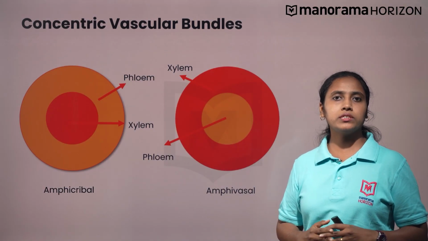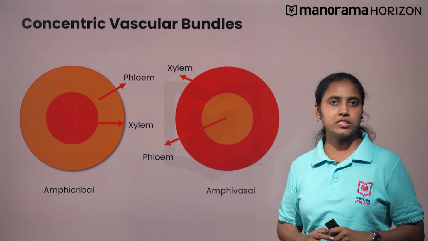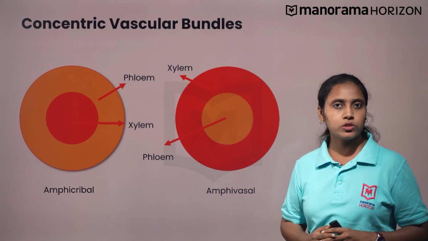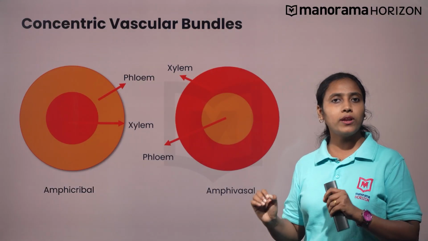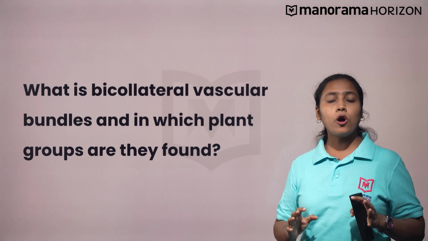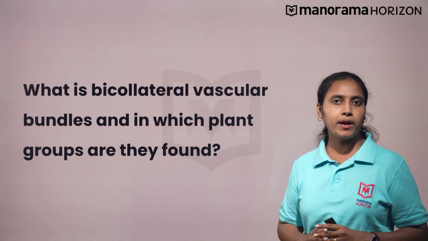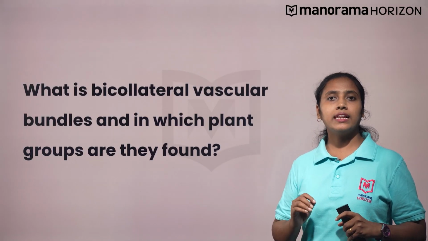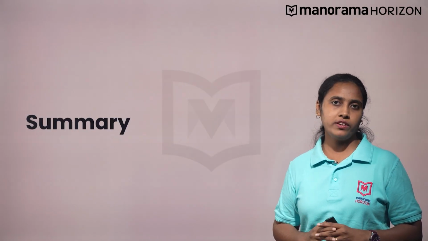We have understood the different types of tissue systems in plants. Do you know there is another type of vascular bundle called bicollateral vascular bundle? Try to find out what a bicollateral vascular bundle is and in which plant groups they are found. Let's now summarize what we have learned.